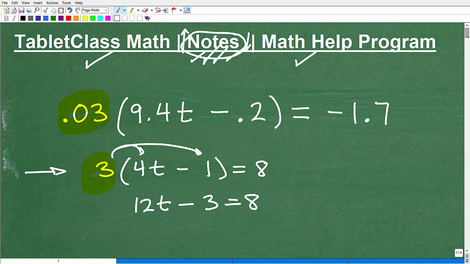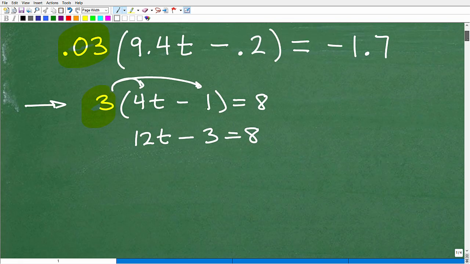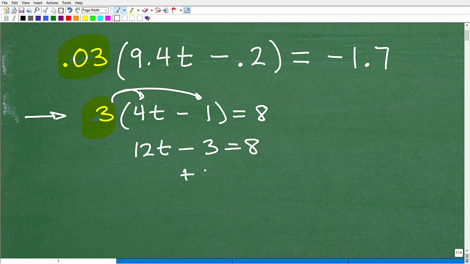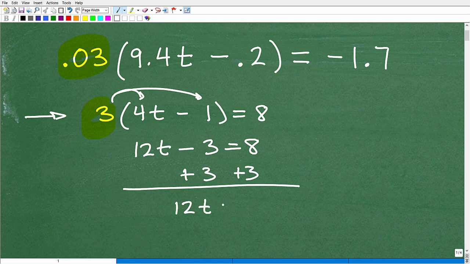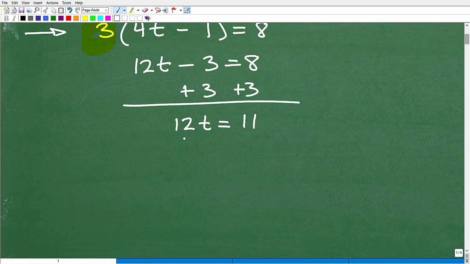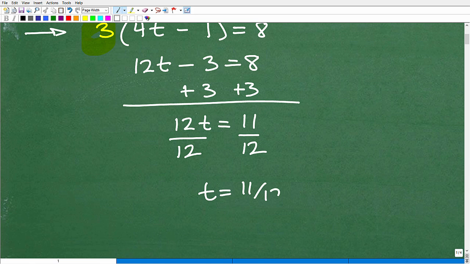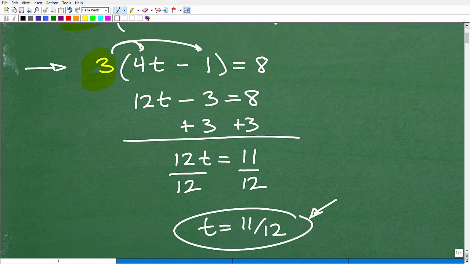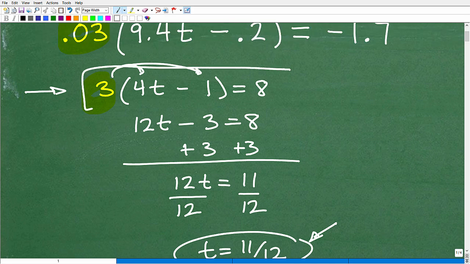From here, the next step would be to add 3 to both sides of the equation, and we would get 12t is equal to 11. Then finally, to solve for t, I would divide both sides of the equation by 12. So now I have t is equal to 11 over 12, and that is it. This is the basic equation solving process for this particular equation.